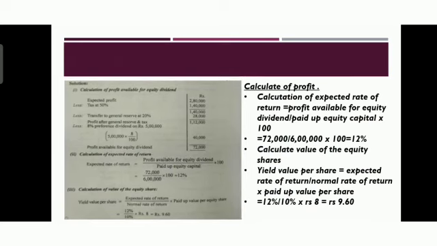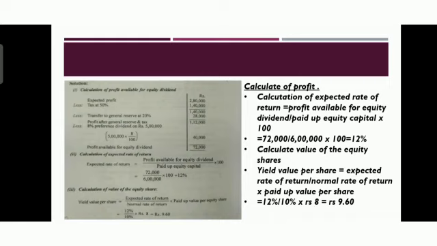For that, first we want to calculate the expected rate of return, which is equal to profit available for equity dividend divided by paid up equity capital into 100. Minus tax at 50%, that is 1,40,000. And we want to minus the transfer to general reserve at 20%. What do we get? 1,40,000 into 20 divided by 100 is equal to 28,000. We minus 28,000 from 1,40,000, which is equal to 1,12,000. We will get that as the profit after general reserve and tax.